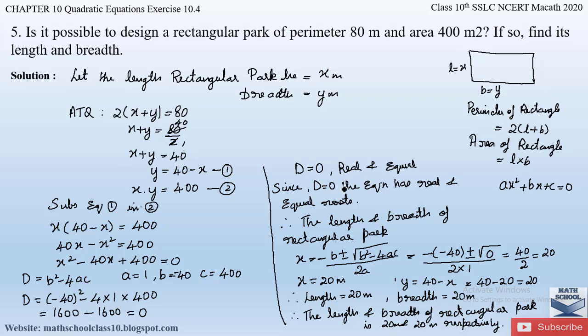Only if the d value is greater than or equal to 0 can we obtain real roots. If the d value is less than 0, then there will be imaginary roots, and it will not be possible to find the values of length and breadth. So finding the discriminant value first is very important in these types of questions. After that, we can solve the quadratic equation if real roots are possible. So this is how we solve this problem.